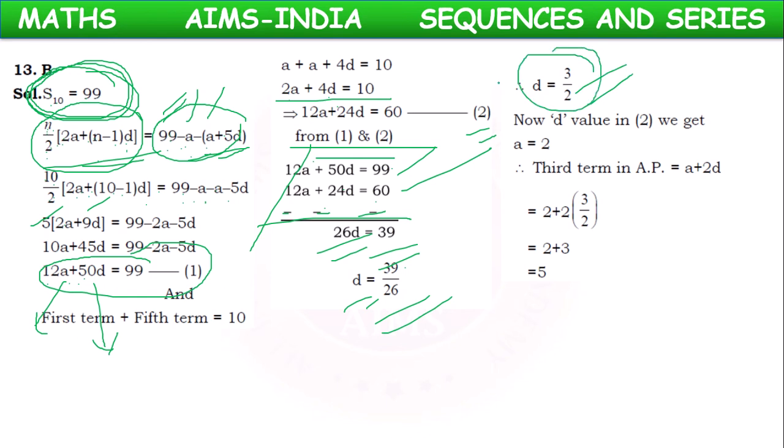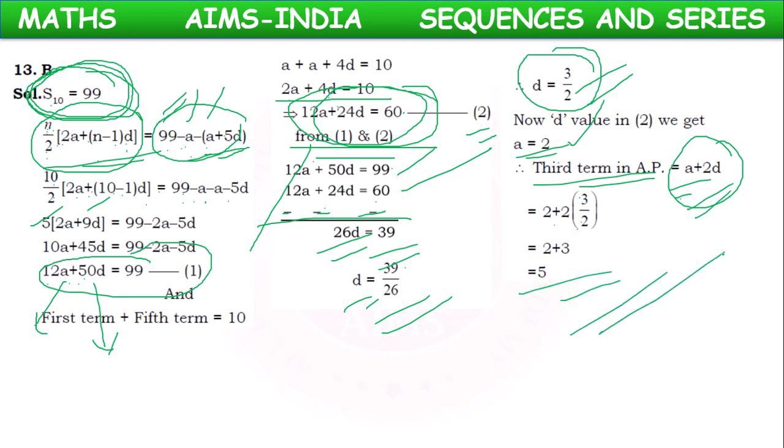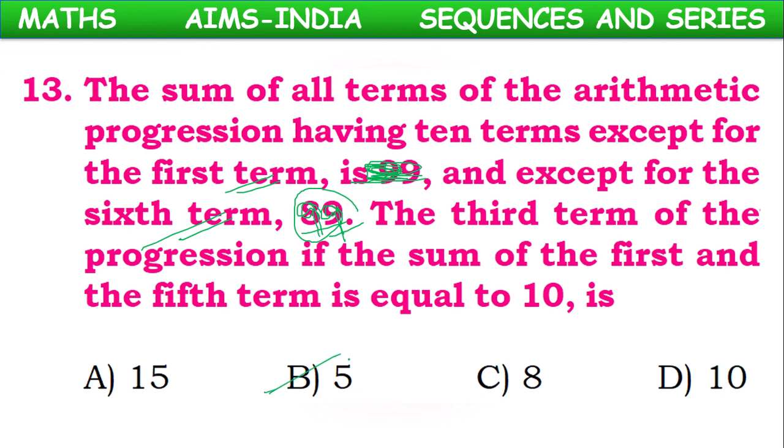If you substitute the d value in equation 2, we will get the a value as 2. Now the third term of the AP is given by a plus 2d, 2 plus 2 into 3 by 2, which is equal to 5. So option B, 5 is right. But we have to change the question.